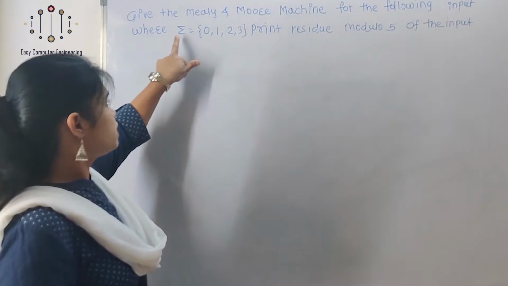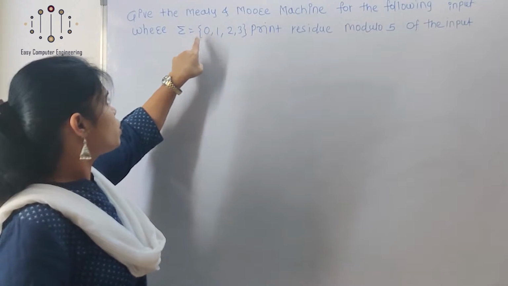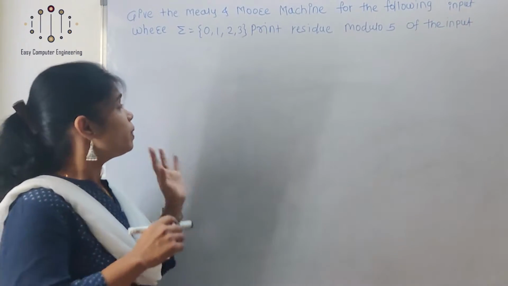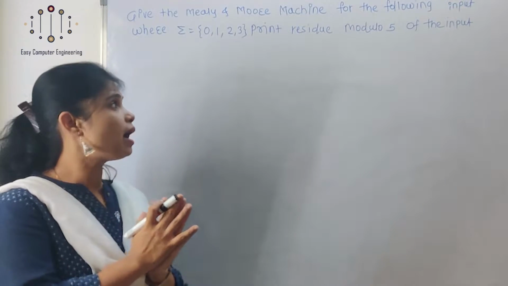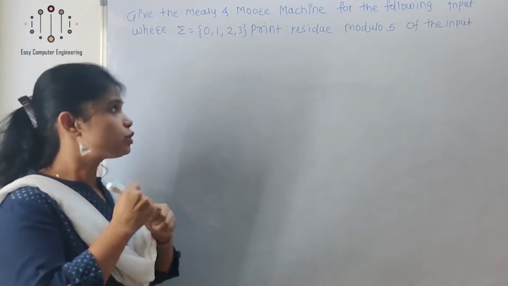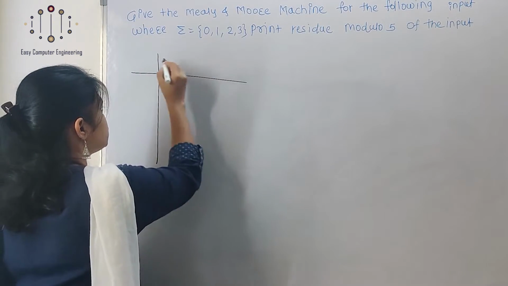have done sigma 0, 1, 2, 3. Okay. So in the previous example we saw sigma 0, 1, 2 and how to find out residue modulo 5. So for any sigma, any modulo, how can we design a Moore or Mealy machine? Okay. So the same way we are going to design our transition table first.